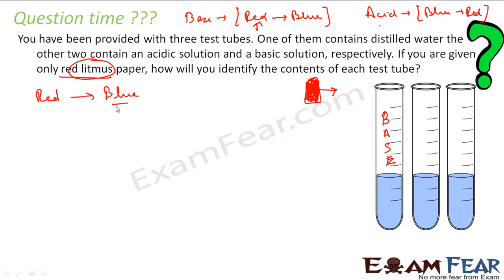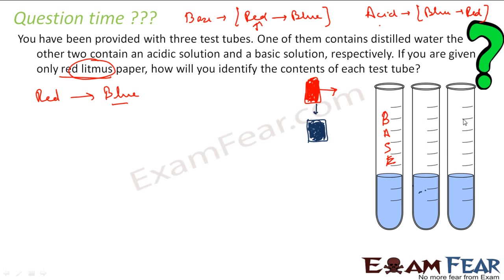So now what do I have? I don't have red litmus paper. Correct? So now what I have is blue litmus paper. Please note, my red litmus paper has turned into blue actually. So now I have blue litmus paper. With this blue litmus paper, I know this one is base now. I don't need to test this.